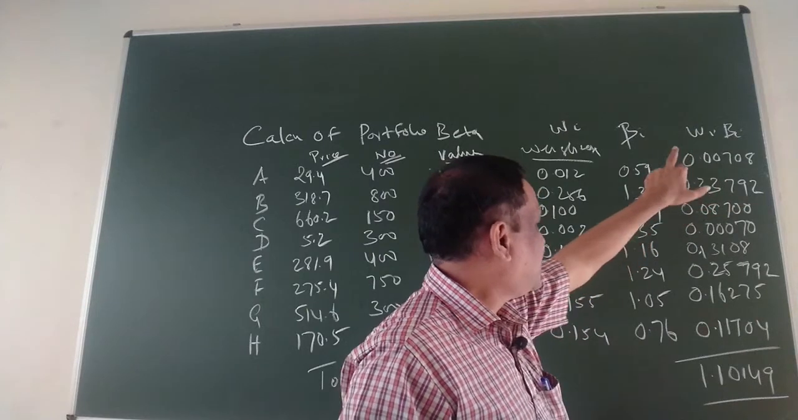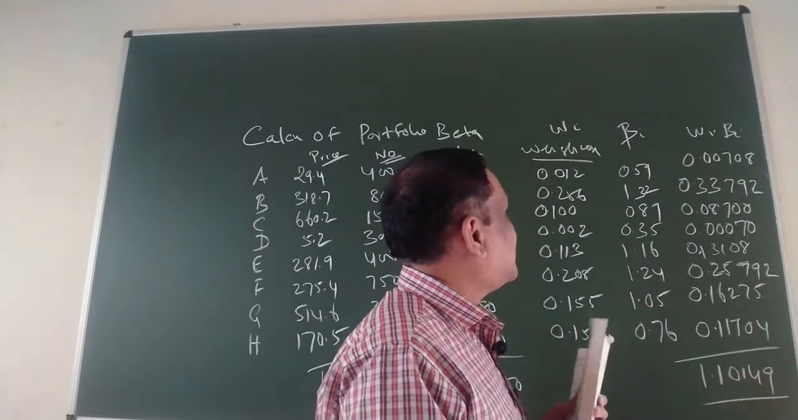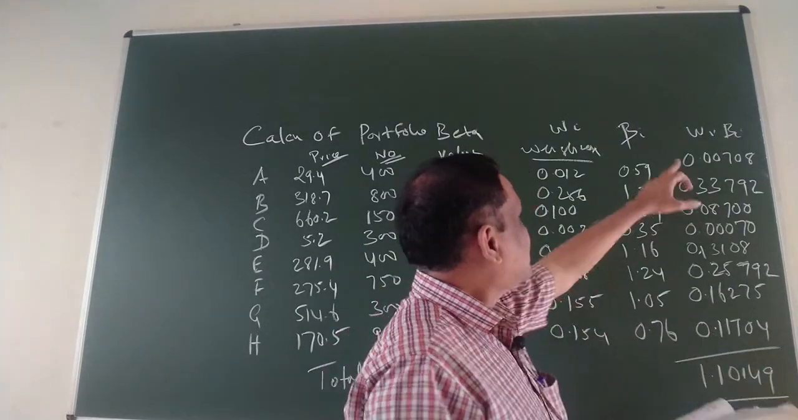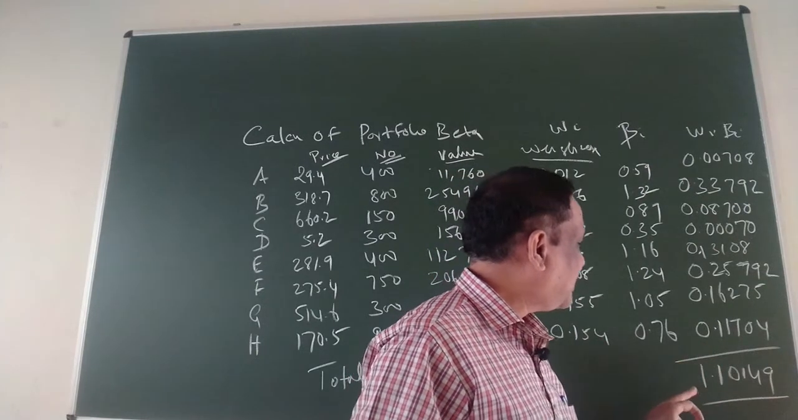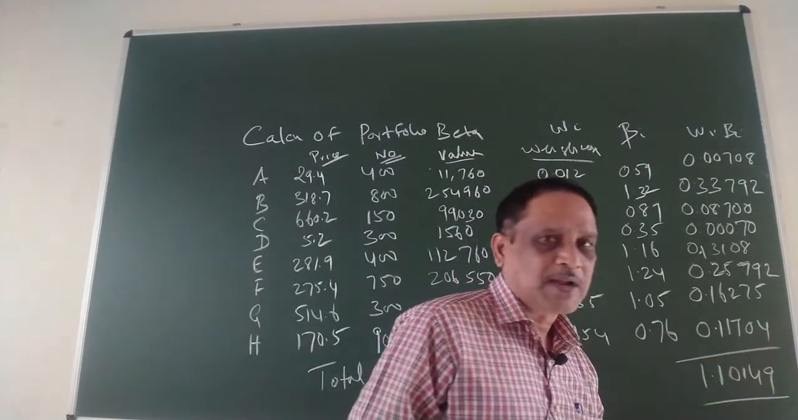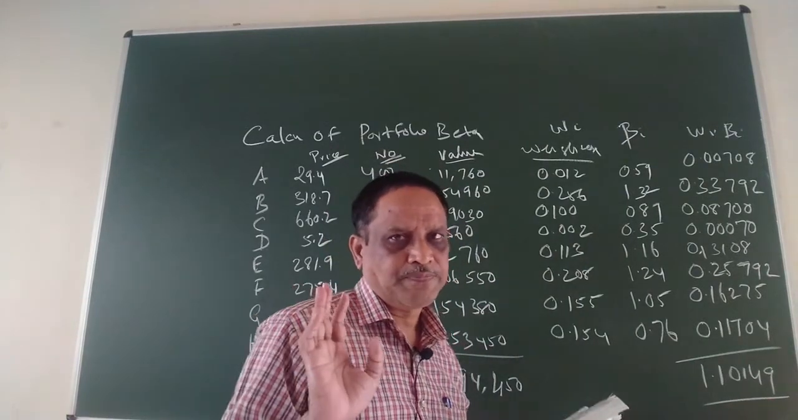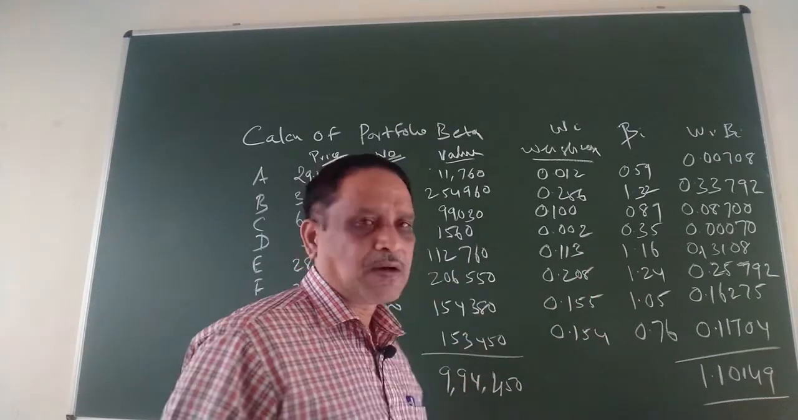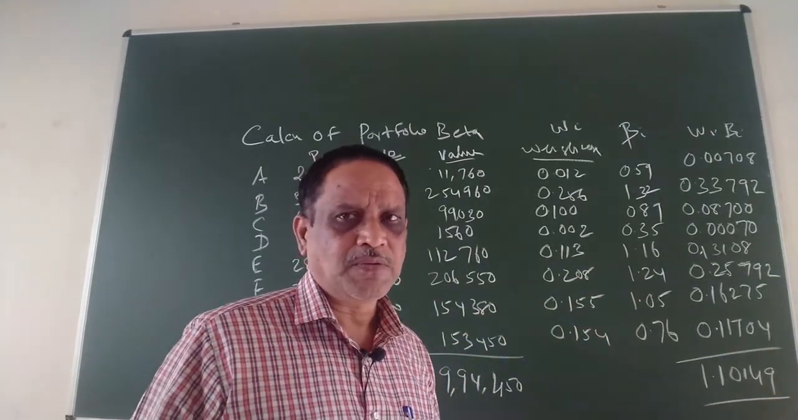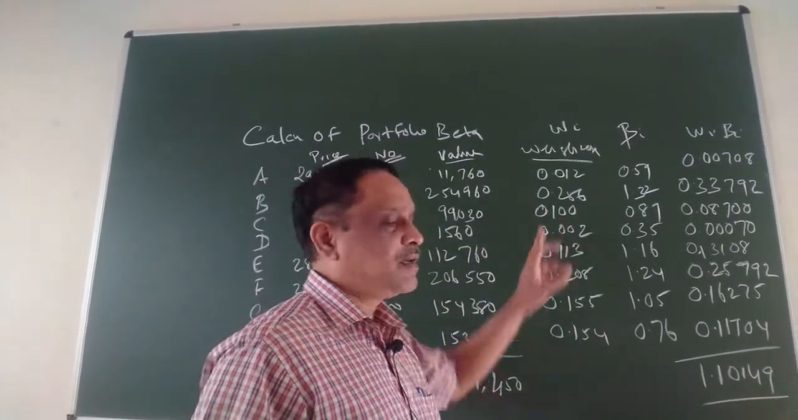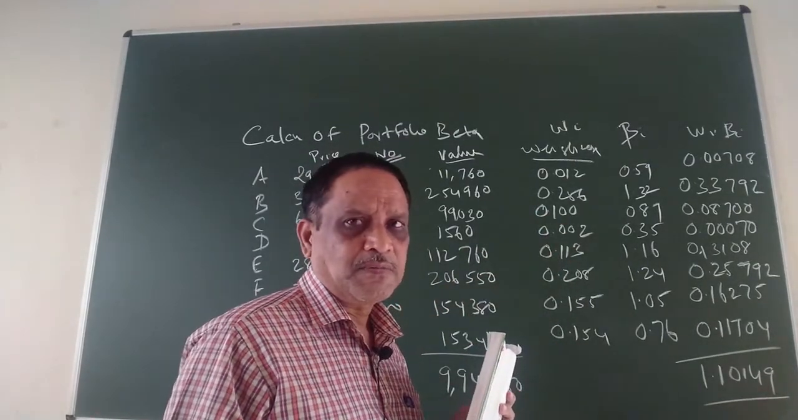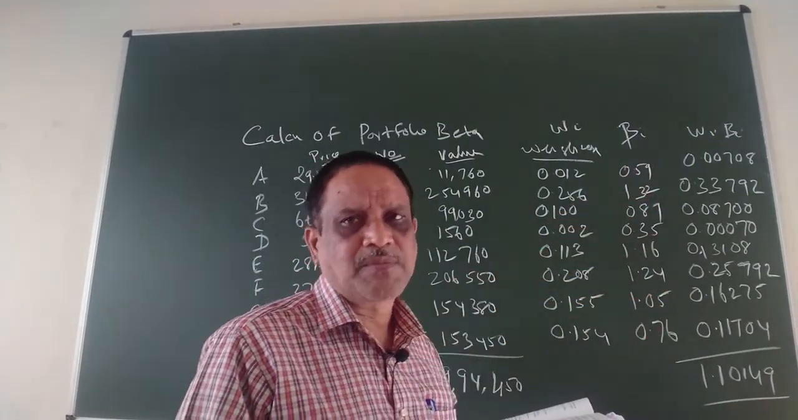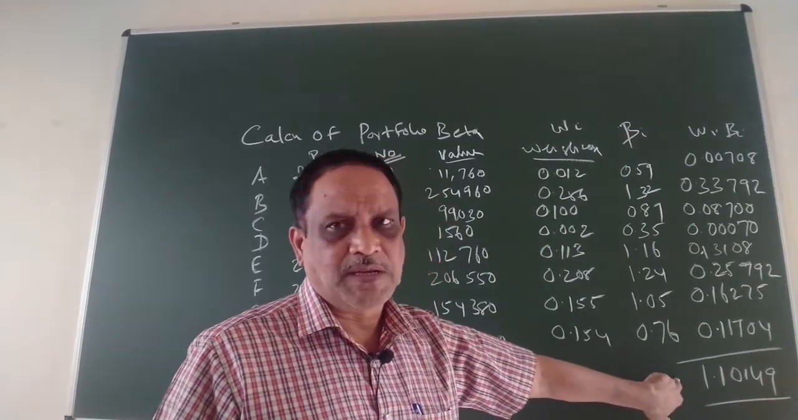So, you will be getting all the values. That is the beta applicable for company A, beta applicable for company B. If you add all this, you will be getting a value 1.10149, that is the portfolio beta. Once you calculate the fraction or the weightage of the company in the portfolio, then you multiply that by the beta of the individual stock, and the final value what you get, add all of them together, you will be getting the portfolio beta.